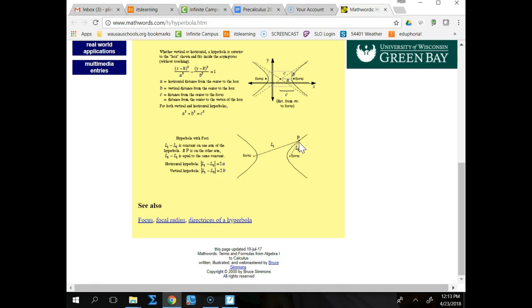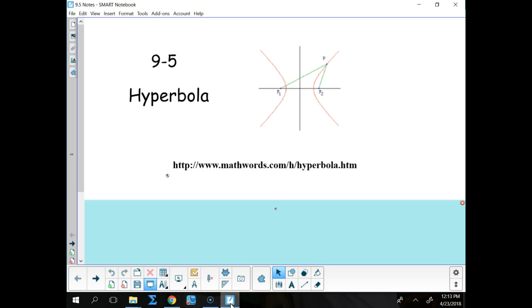So there's a lot more going on in hyperbolas, which is why I saved them for last. A lot of the stuff is the same. Finding the centers, finding lefts and rights and ups and downs and all that stuff, that's the same. But there's added stuff. So, let's dive into this.